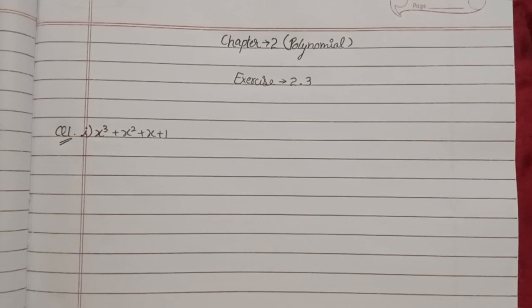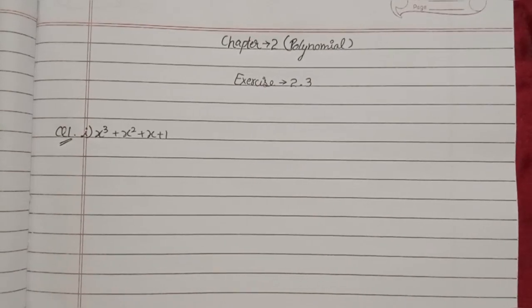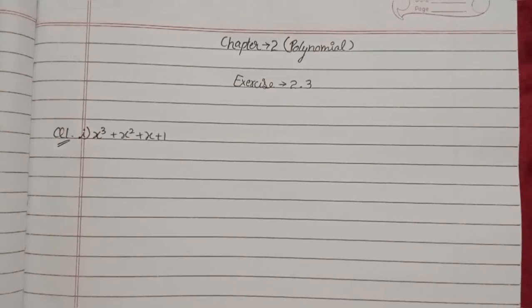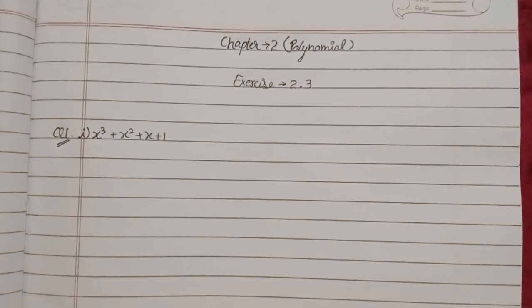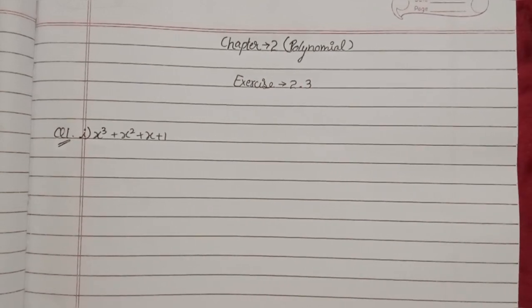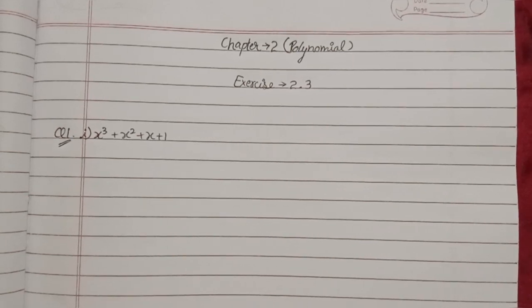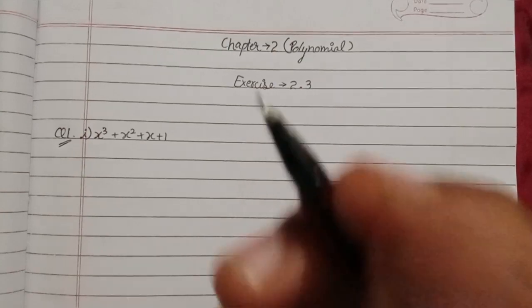Guys, today we are going to start the third exercise of chapter number 2, polynomials. So the third exercise is 2.3. The first question of this exercise 2.3 is question 1: determine which of the following polynomials has x plus 1 as a factor. The first part is x cube plus x square plus x plus 1.